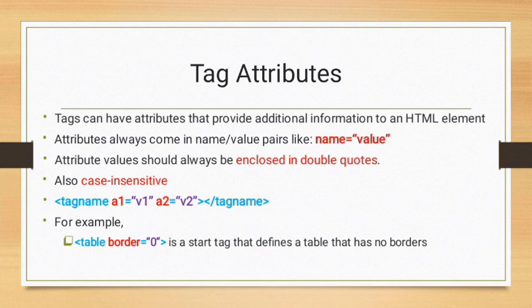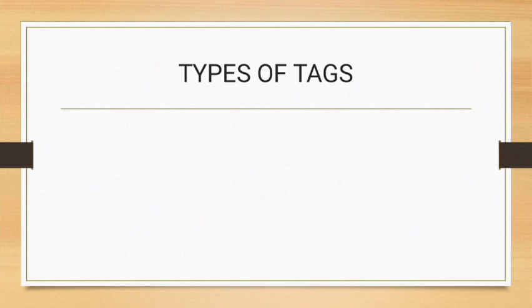So it will define a table having no border. Another example, there is another tag body, and one of the attributes of the body tag is bgcolor. So bgcolor equal to red. So bgcolor is the attribute name and red is the value of that attribute name. So that's about tags and tag attributes.